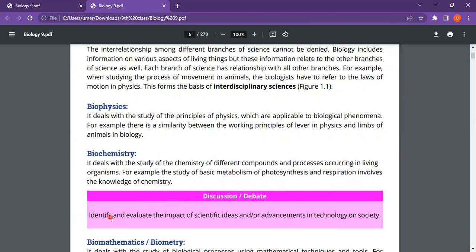Debate: identify and evaluate the impact of scientific ideas and/or advancements in technology on society.